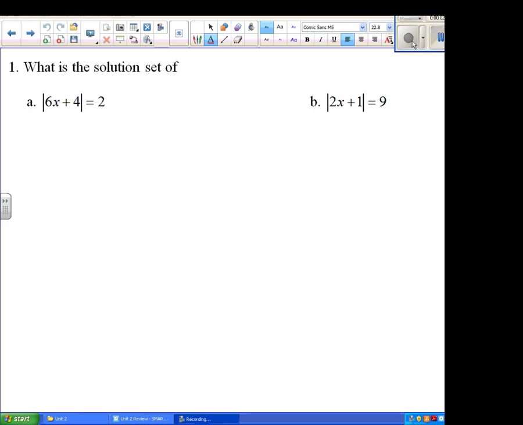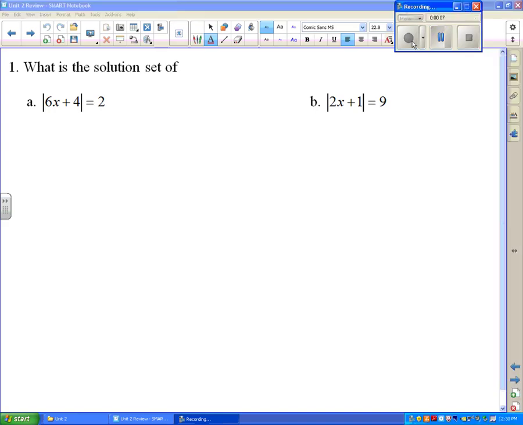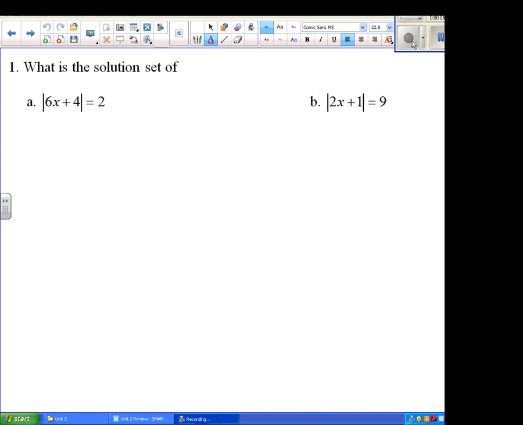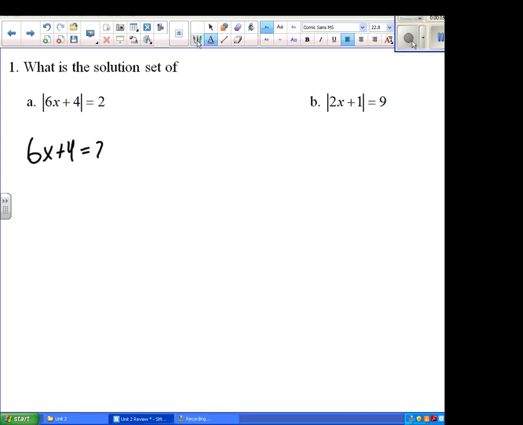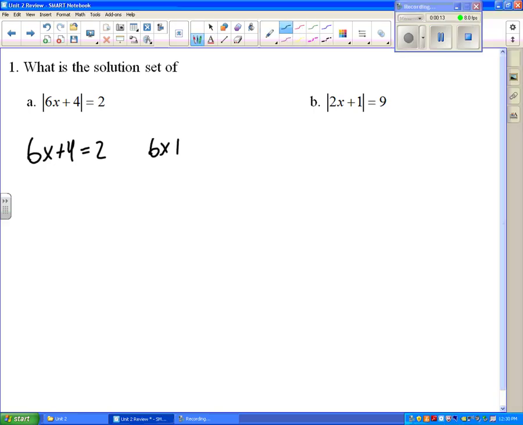This is Unit 2, question number 1. When we have absolute value, we need to do our positive side and our negative side. Positive side is 6x plus 4 equals 2, and our negative side is 6x plus 4 equals negative 2.